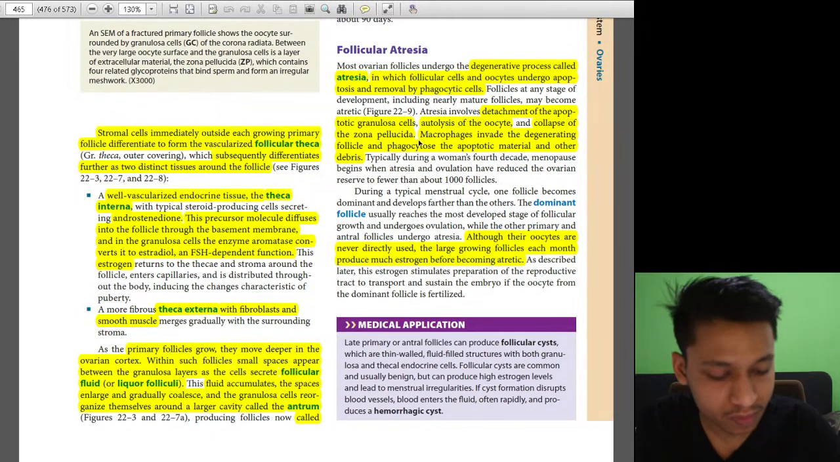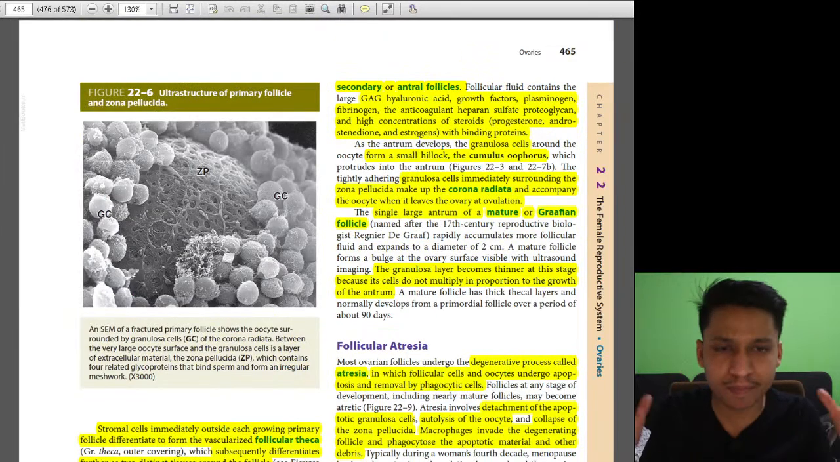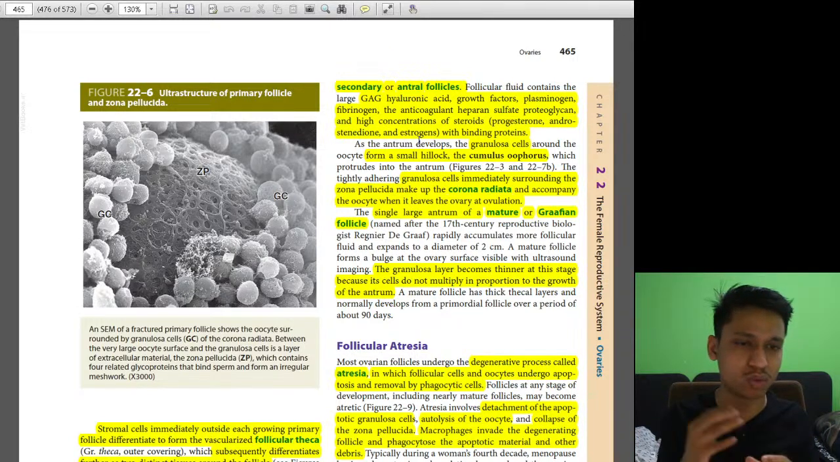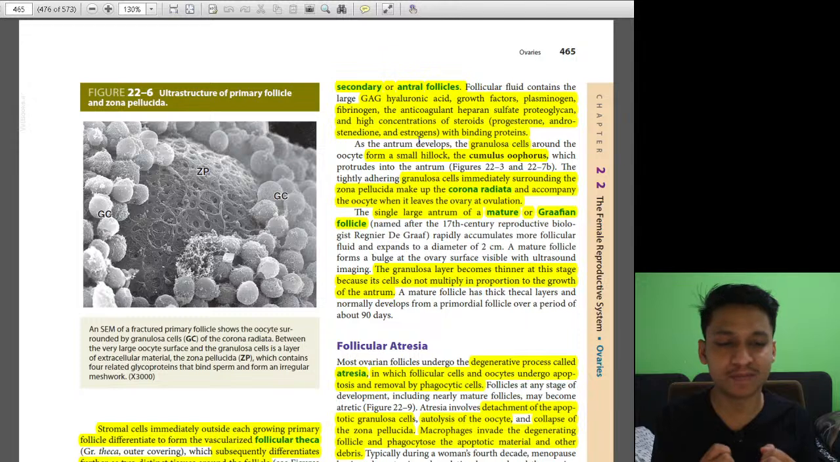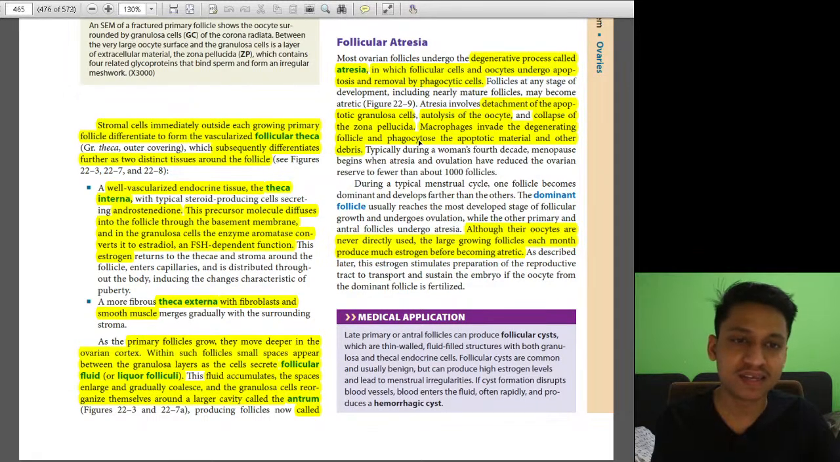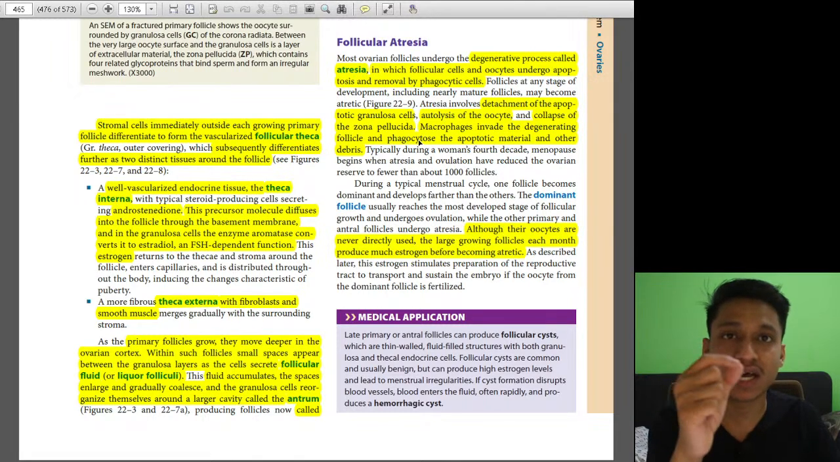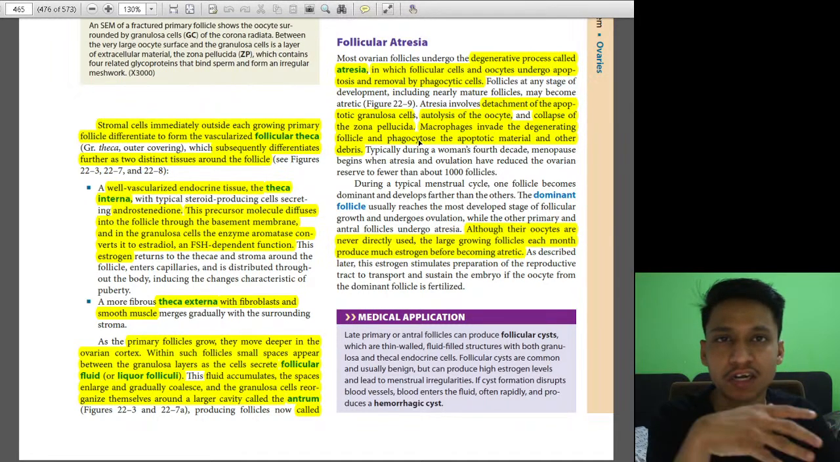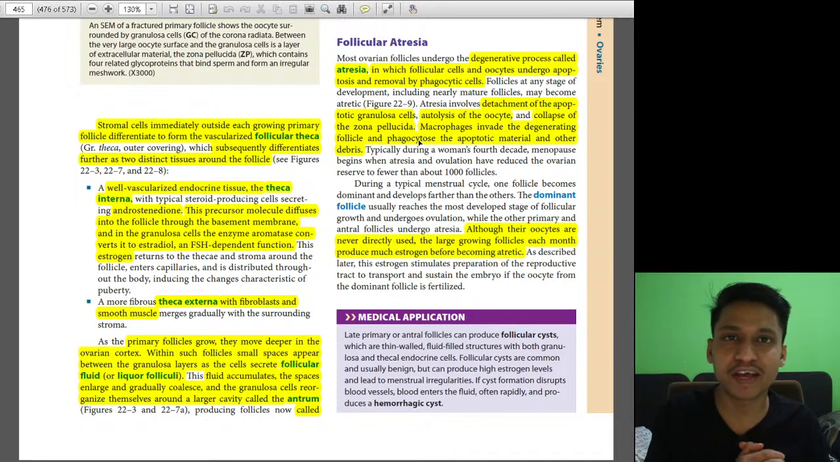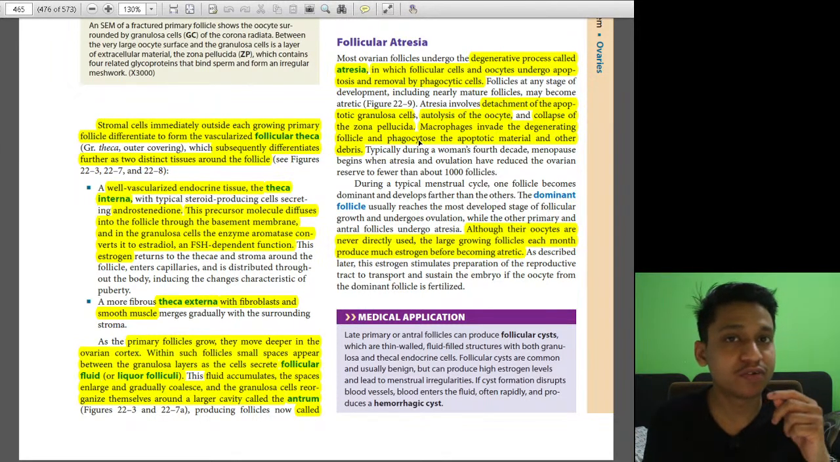So this is all the development and growth of the follicle, and we have a mature follicle that is now ready for ovulation. But we also read something about atresia. This one primary follicle worked really hard, survived, and made it to become a mature follicle. But let's see what happens to the others in these 90 days.